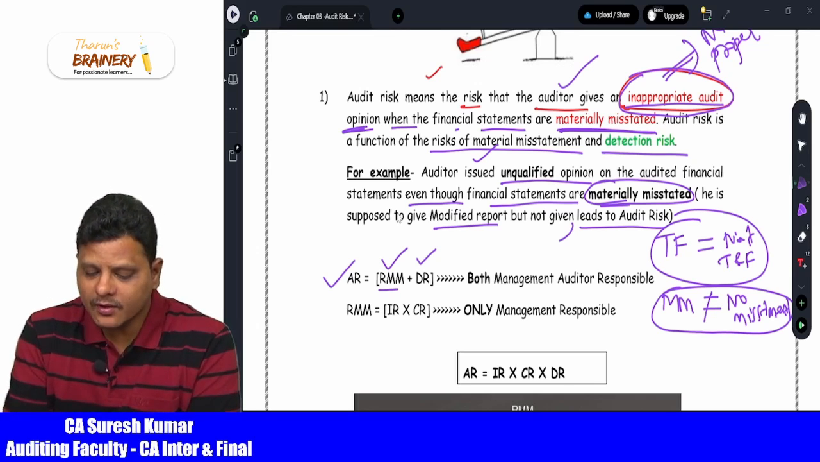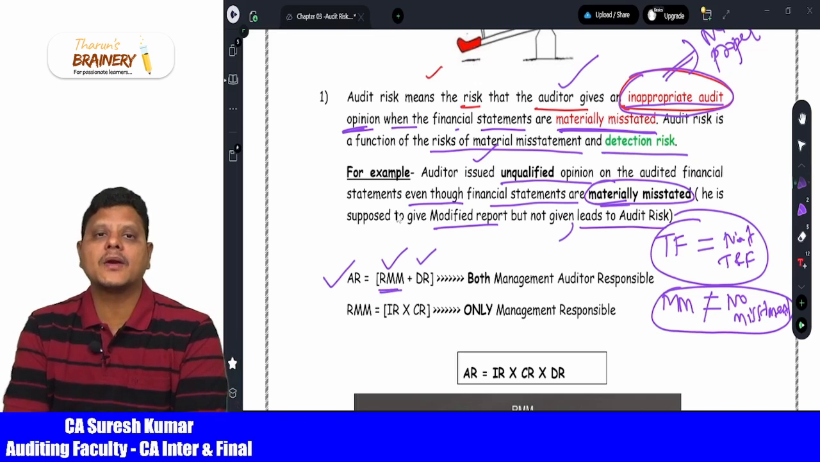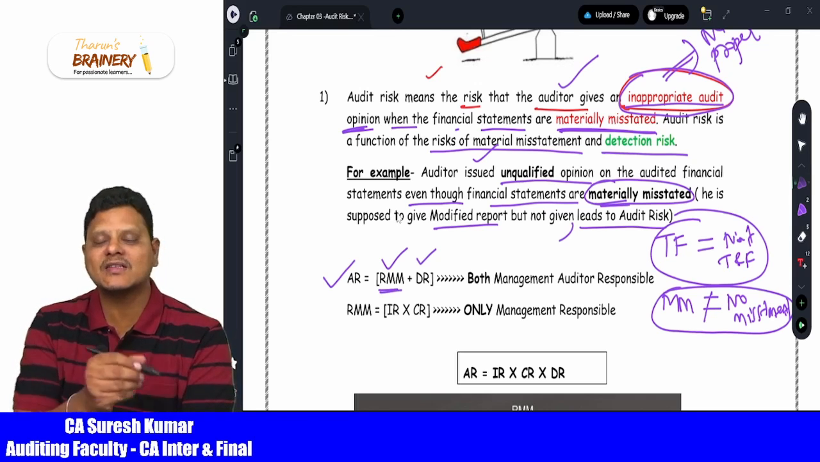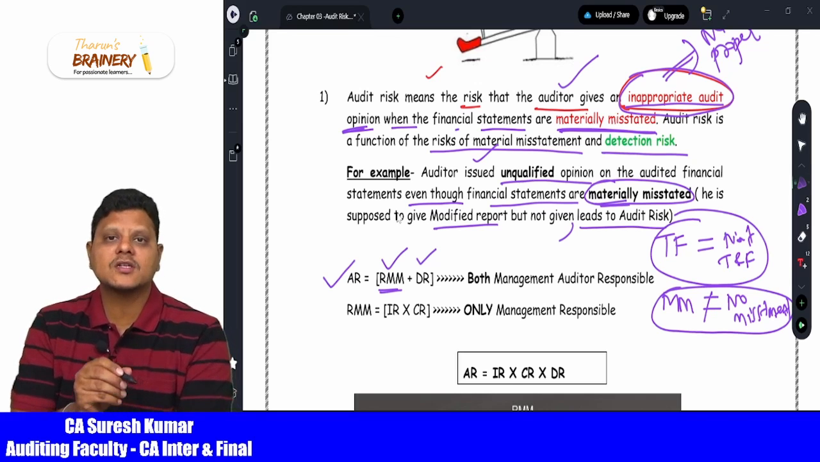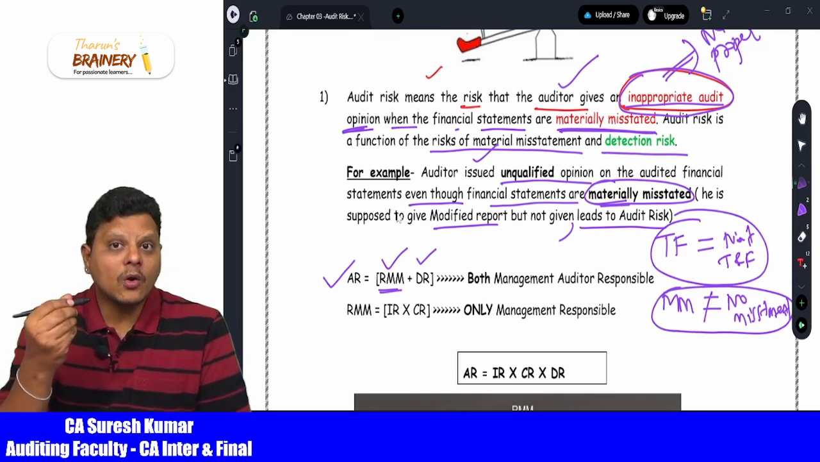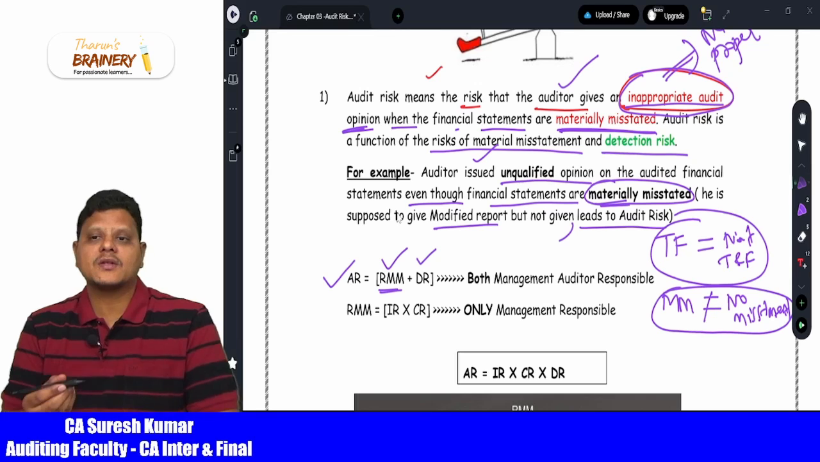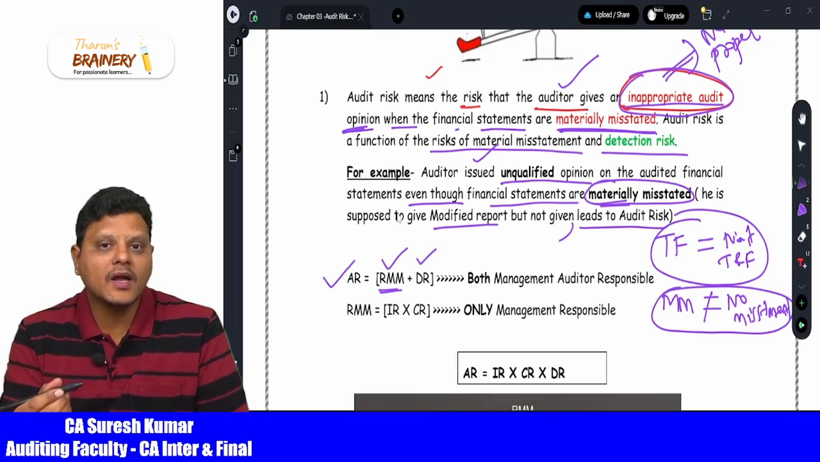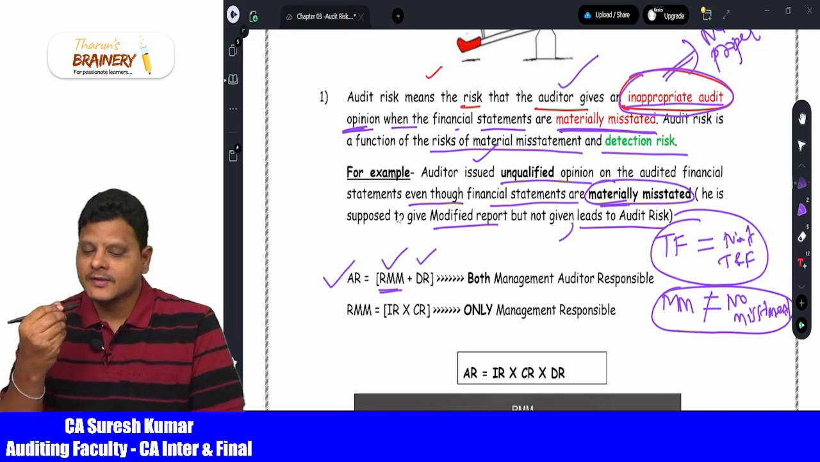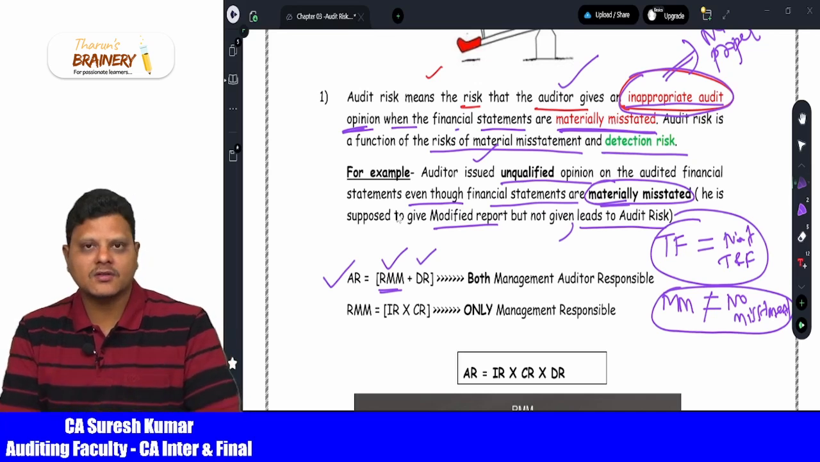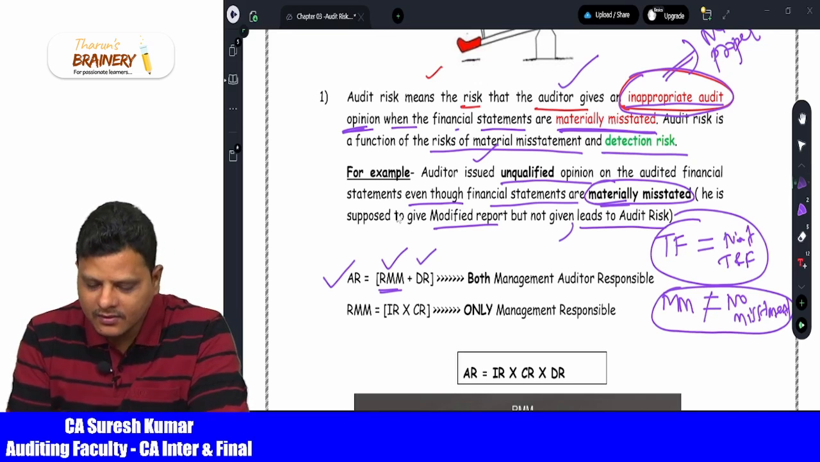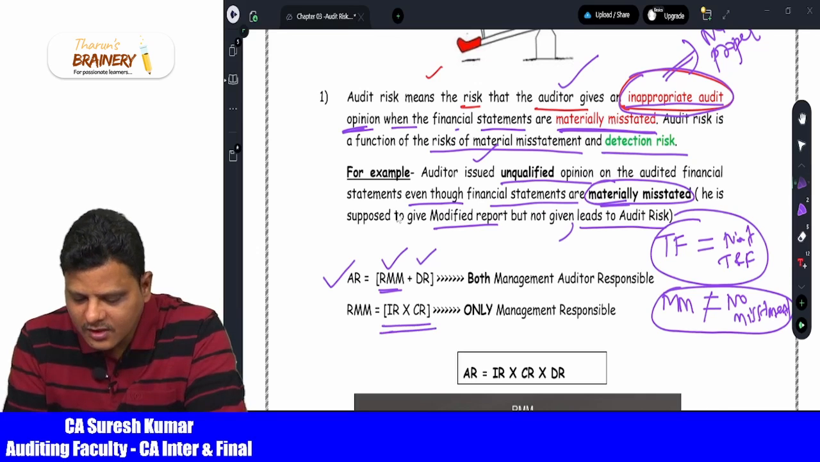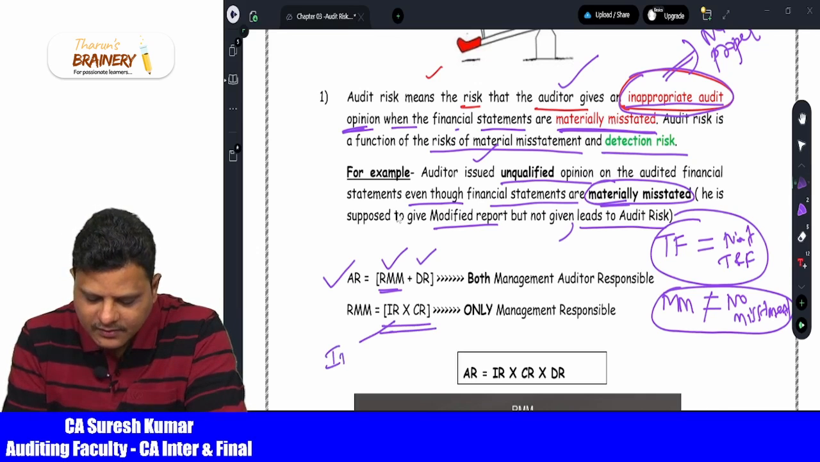Now, who is responsible for the risk of material misstatements? Material misstatement happens because of the negligence of the management. It happens in the financial statements because of errors, and because of fraudulent transactions in the financial statements. Risk of material misstatement happens because of these two reasons. Risk of material misstatement is equal to inherent risk and control risk.